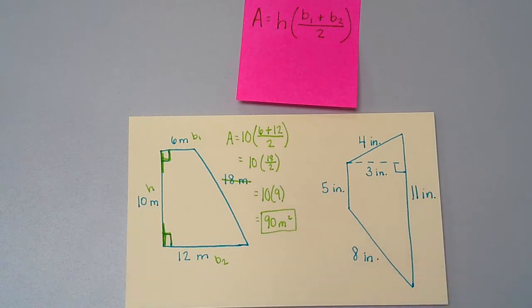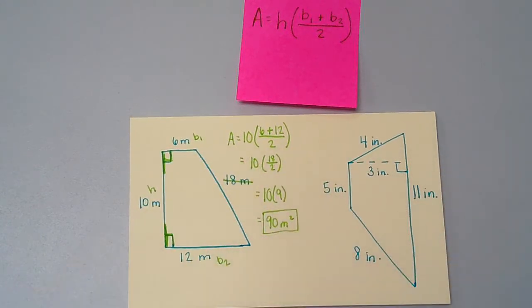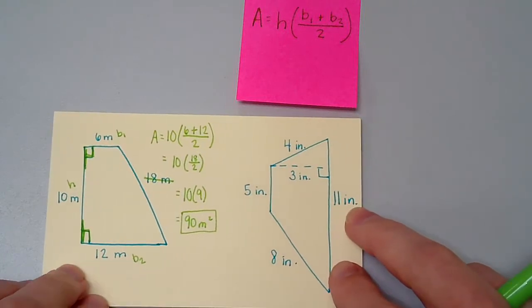So you just need to make sure that you're putting in the right numbers for the bases, because some of us are putting like 10 and 6 or 10 and 12. And remember, those are not your two bases. Your two bases are your sides that are parallel. All right, so let's look at another example.